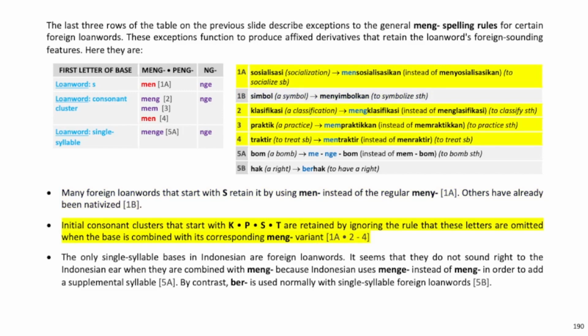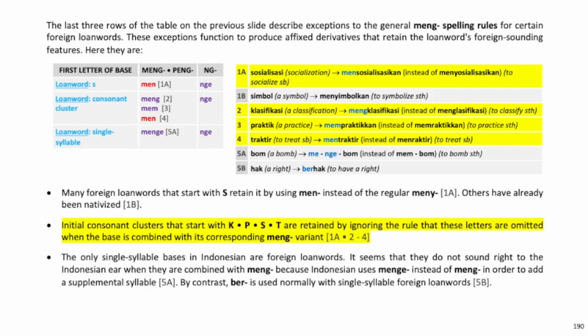Initial consonant clusters that start with k, p, s, t are the ones that are normally lopped off. Those consonants are retained by ignoring the rule that letters are omitted when the base is combined with its corresponding meng variant. Example 1a, you keep the s to give mensosialisasikan instead of menyosialisasikan. Example 2, you go from klasifikasi to mengklasifikasi instead of dropping the k.